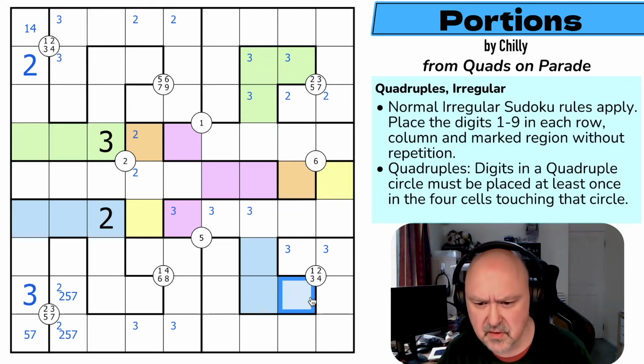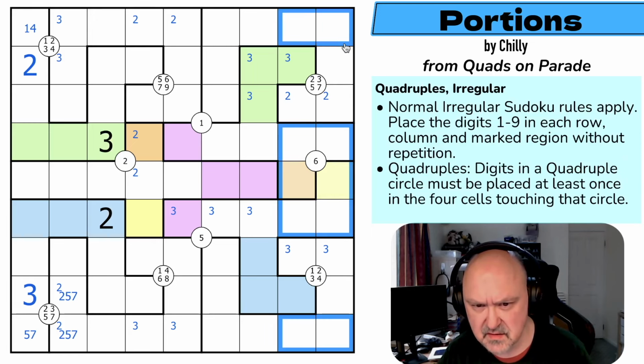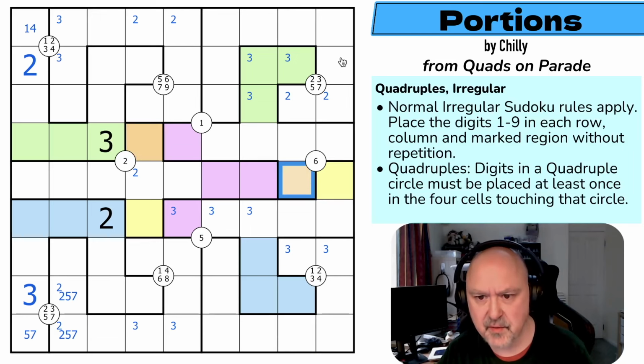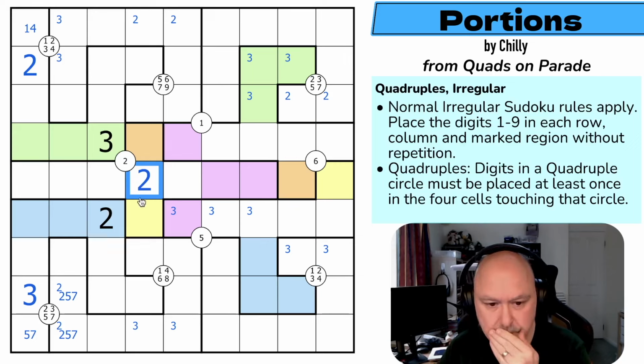I can't put... Oh no, I can put 2 here. I can't put 2 in any of these. I can't put 2 here, so this isn't the 2. If I put 2 here, that would put 2 here around this quadruple, and then 2 can't go around here at all. Orange can't be 2. That is the 2. That's interesting.